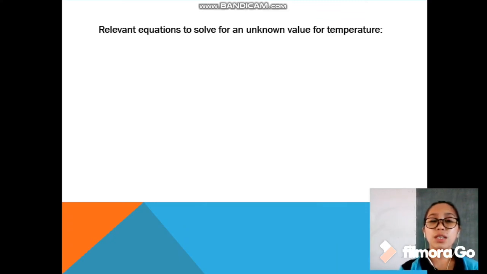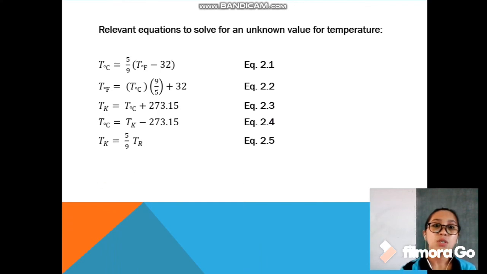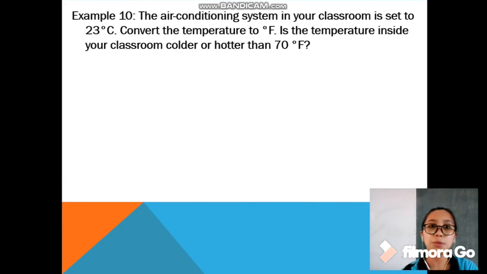In order to convert from one temperature scale to another, we have relevant equations to be used. If you are going to convert from Celsius to Fahrenheit or Fahrenheit to Celsius, you can use equation 2.1 and 2.2. If you're going to convert Kelvin to Celsius or Celsius to Kelvin, we have equation 2.3 and 2.4. And if you're going to convert Kelvin to Rankine or Rankine to Kelvin, you can use equation 2.5 and equation 2.6. So we have here an example.